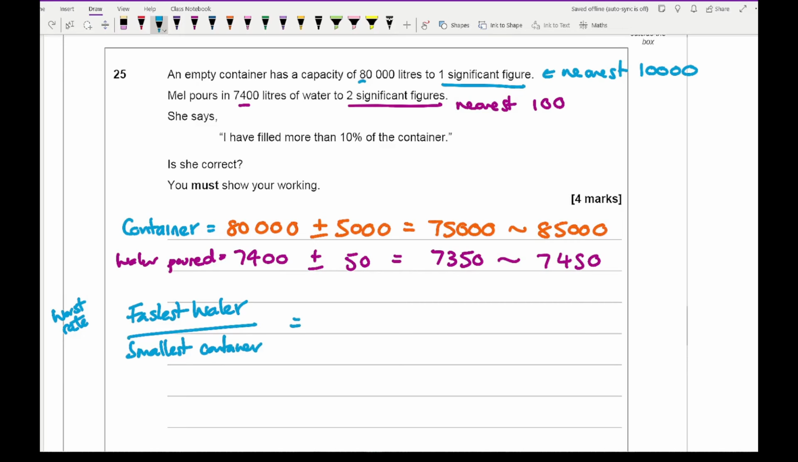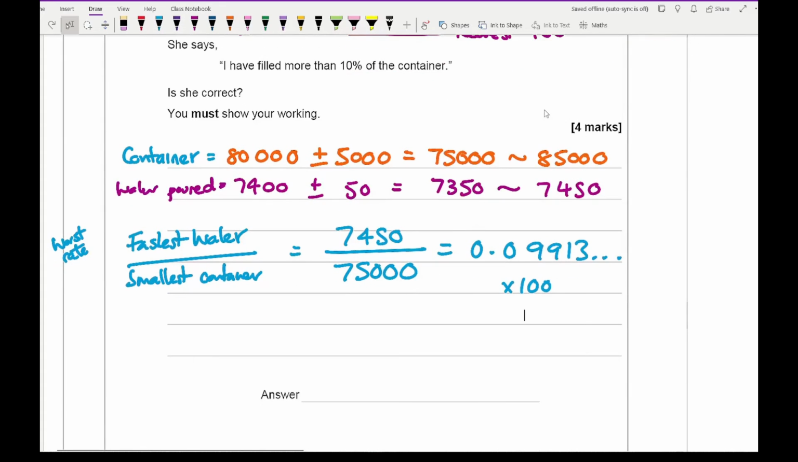So for this, it's going to be 7450 over 75,000. And if I type that into my calculator, I get an answer of 0.09913. And again, convert that into a percentage. If I times that by 100, we can see that it's going to be 9.913%, which is less than 10%. So is she correct? The answer is going to be no.